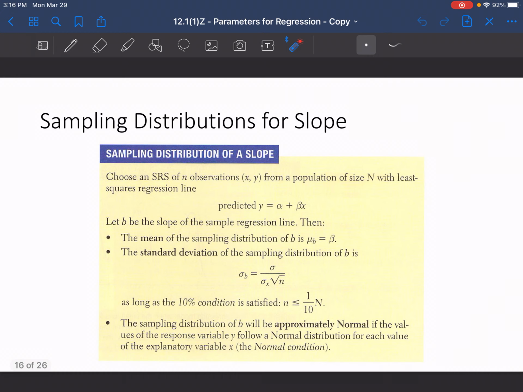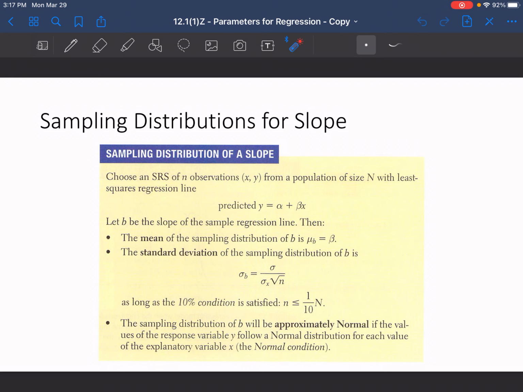So when we're thinking about how to describe a sampling distribution for slope, we want to let B be the slope. So again, let's say that we have our least squares regression line that's indicated like this. It's y hat equal to alpha plus beta x. So let B be the slope of the sample regression line. The mean, or the center of the sampling distribution, is essentially just going to be whatever this beta value is right there. That's going to represent the mean or the center of your sample regression line.